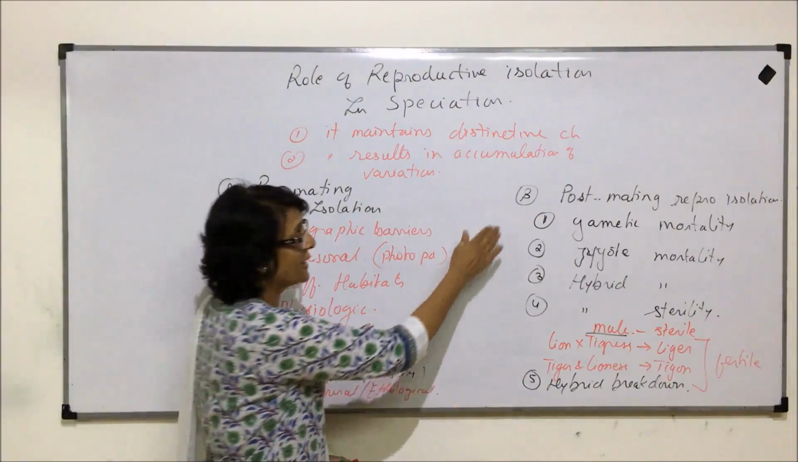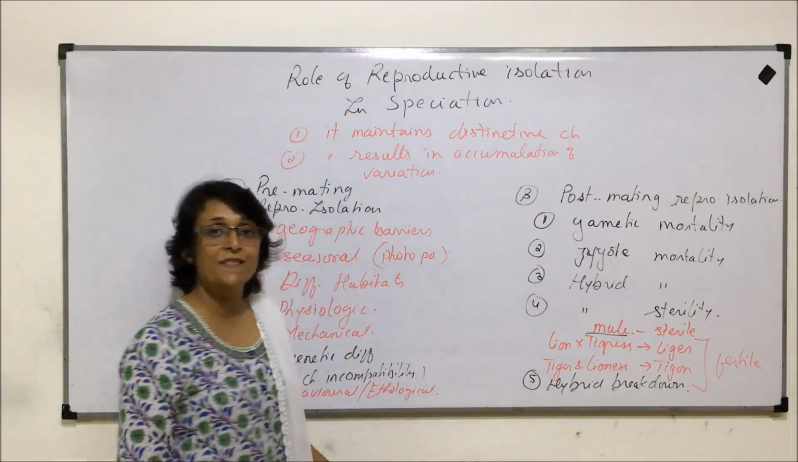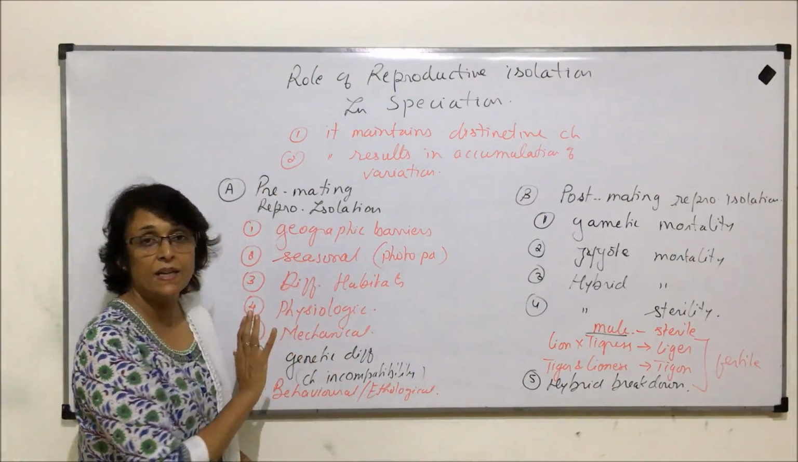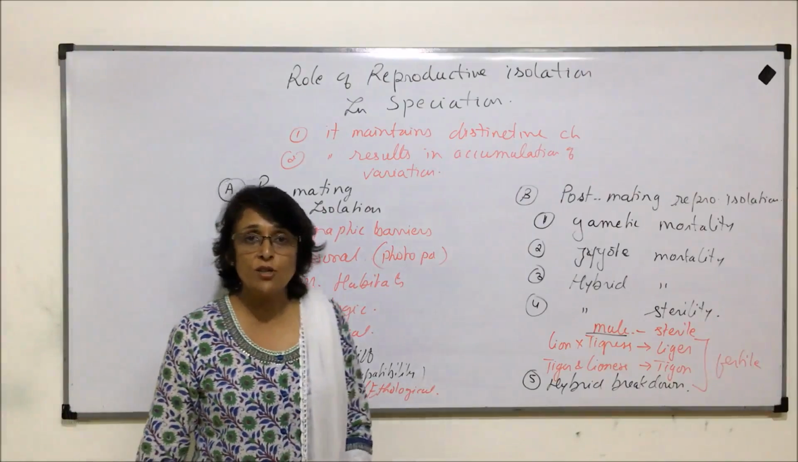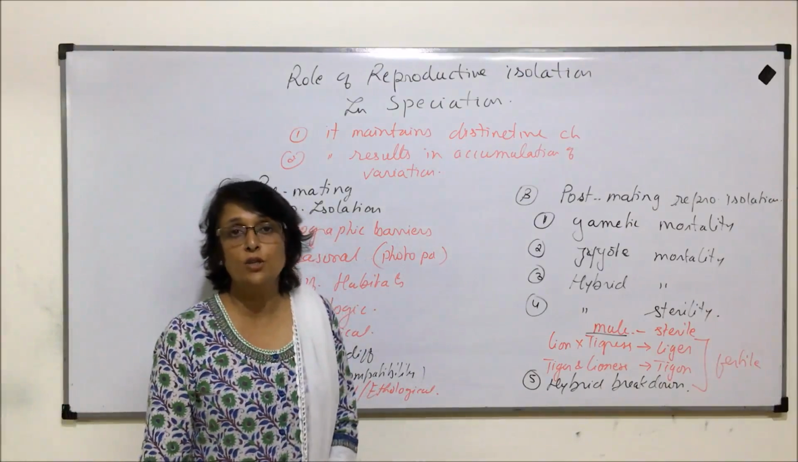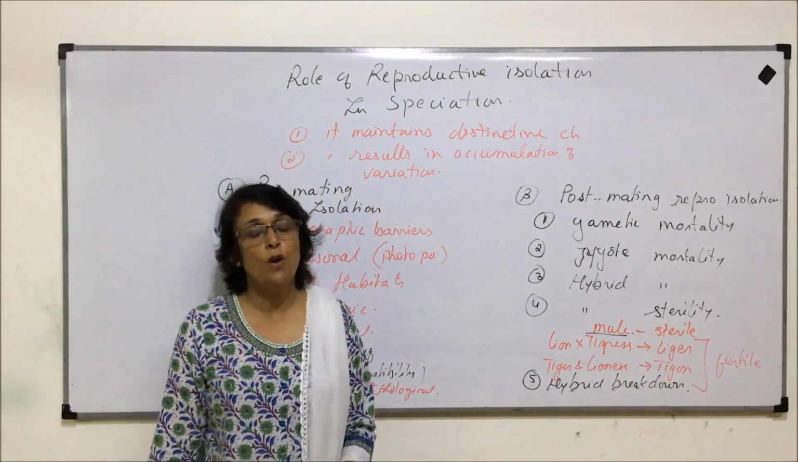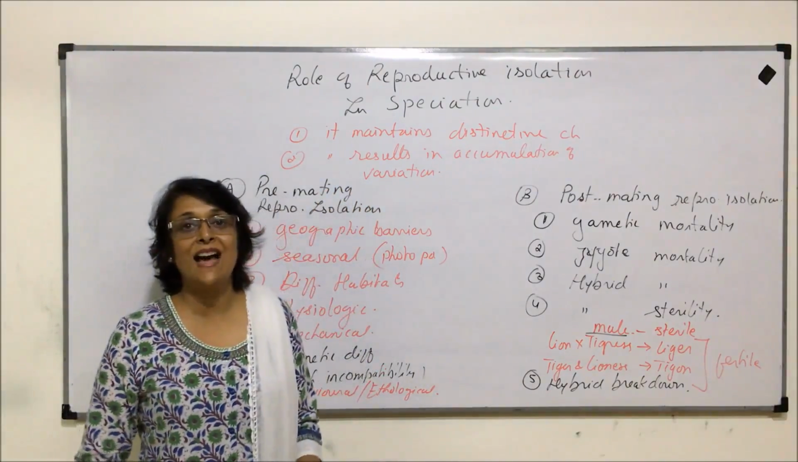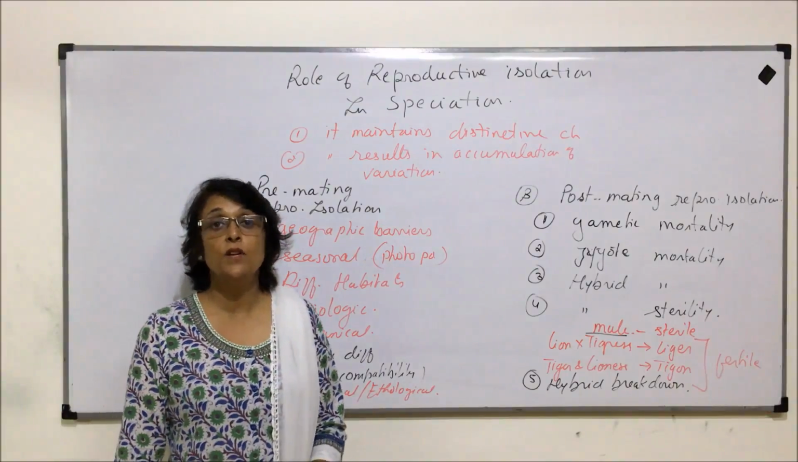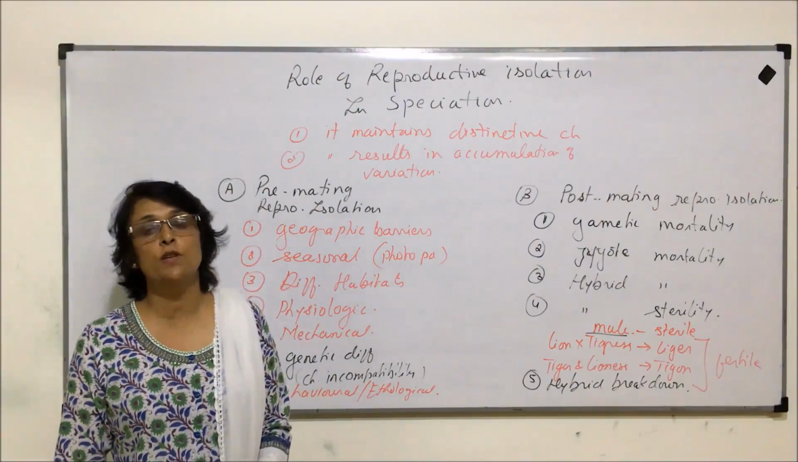And these are the post-mating reproductive isolations and these are pre-mating. So reproductive isolation also results in speciation, and that is what we were discussing in this video. So now we are left with only the last part, that is human evolution. So in the next video we'll talk about that.